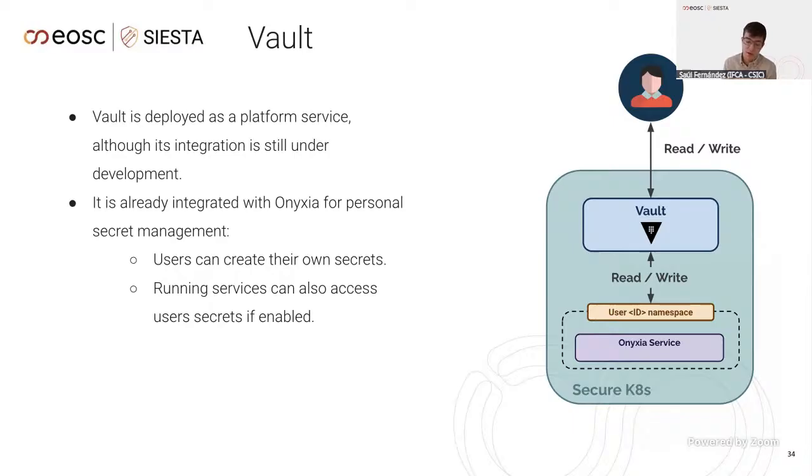Vault is the service that we are using for managing the secrets inside the platform. It's not fully deployed. We are still working on it, but what is already ready is the integration with Onyxia, in which users can define their own secrets in the platform, and those secrets can be accessed from inside the running services in the platform.